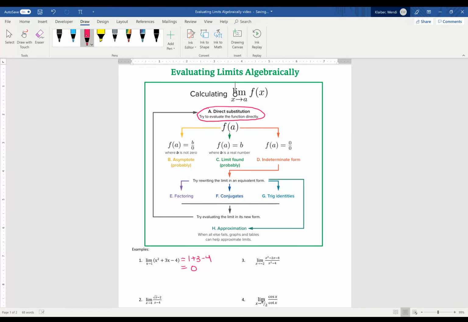Well, that works great. If I go right down here and plug it in, how sweet that is. However, that doesn't always happen. So let's try another example. Let's try this example number 2.